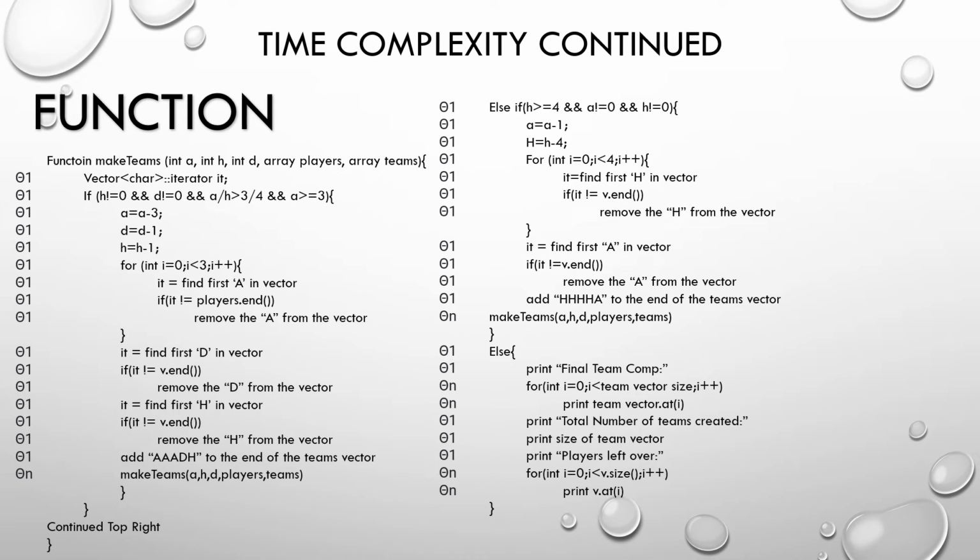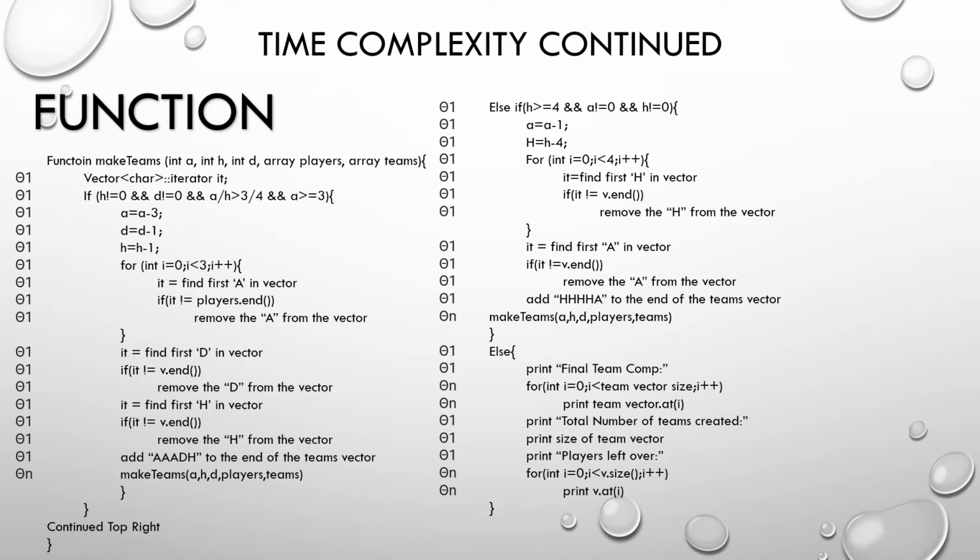A theta 1 for anything inside of that, so setting the iterator, checking to see if it's not at the end, and removing the a from the vector. We have a theta 1 for finding the d, finding if it's at the end, and removing it, and then the same thing for the h, and the theta 1 for adding the string to the end of the team's vector, and then a theta n for the recursive call on the function, because it could be called n number of times.